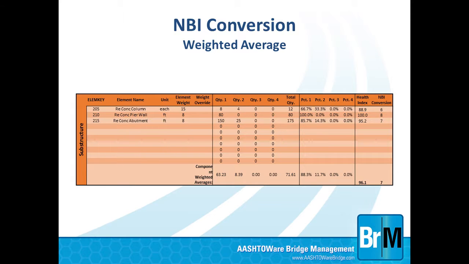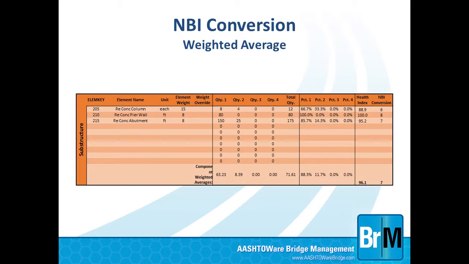And then as you come across, you take your health index of each of those elements. So it's kind of a sub-health index. And then you come up with what the NBI conversion is for each individual element. And then based on the weights, you come up with an equivalent NBI conversion.